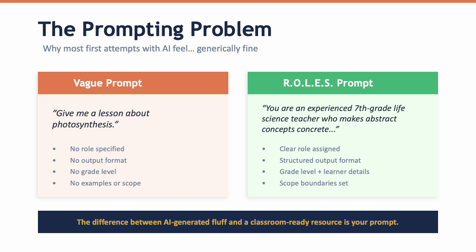Have you ever asked AI to help you with something and gotten back something that was just fine? Or maybe just sort of generically fine? Maybe technically correct but completely unusable in your actual classroom? That's not an AI problem. That's more of a prompting problem.